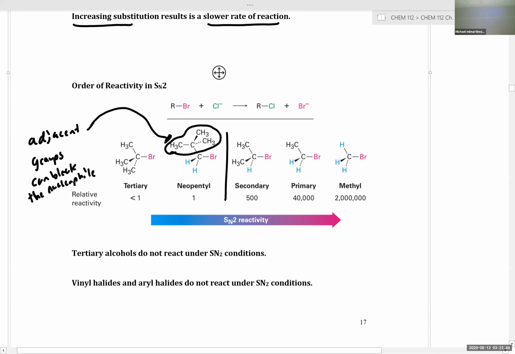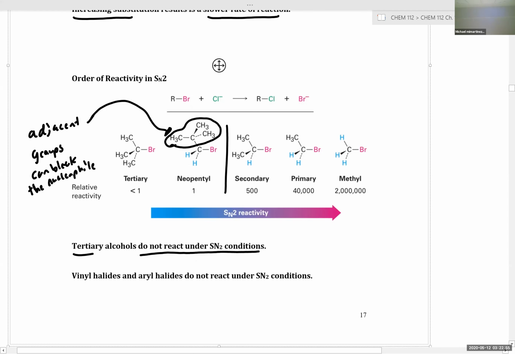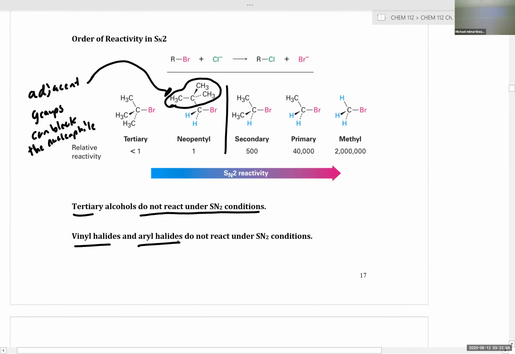The one thing I want you to note is that tertiary species do not react under SN2 conditions. Likewise, your vinyl and aryl groups do not typically react under SN2 conditions.